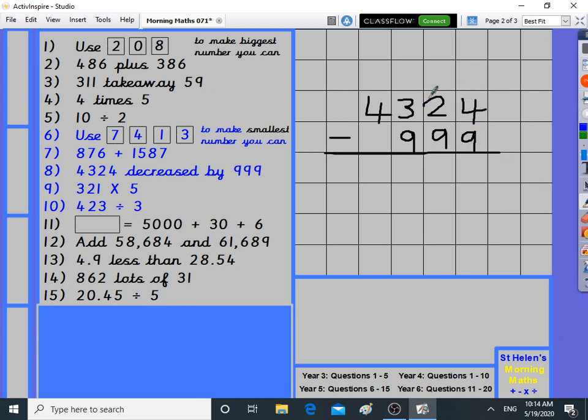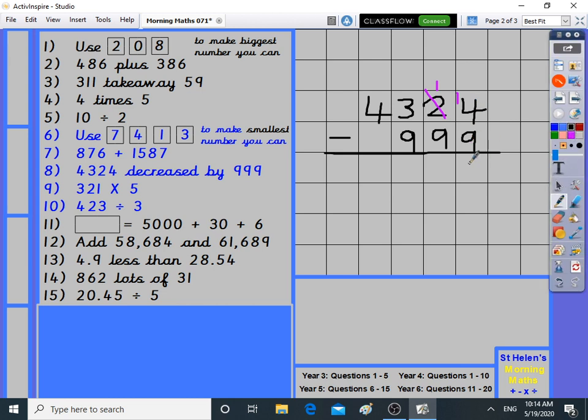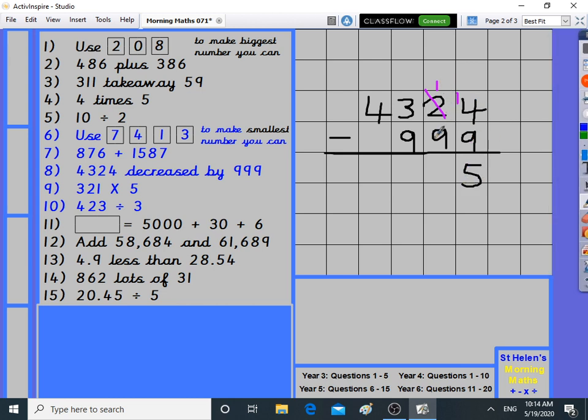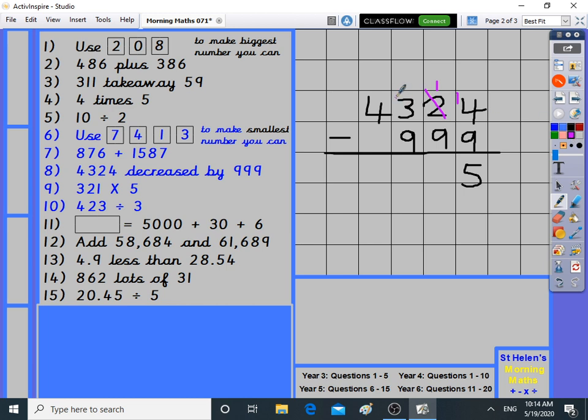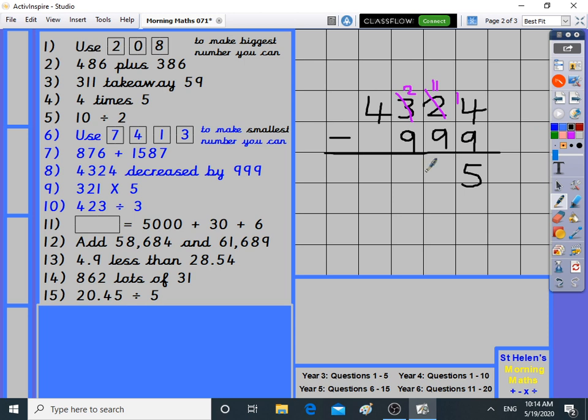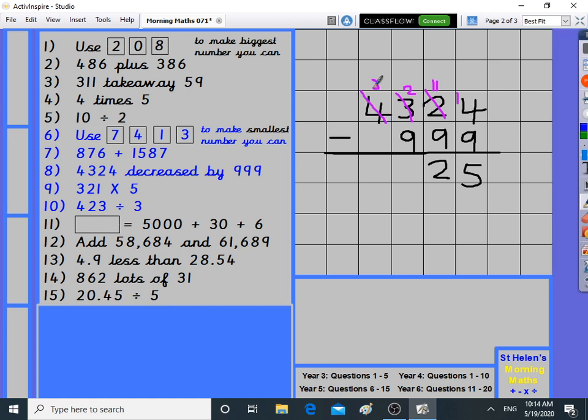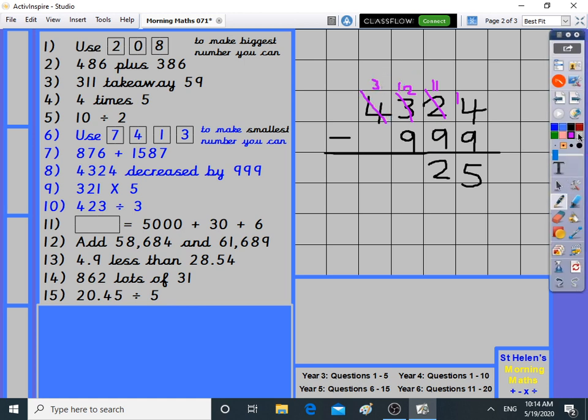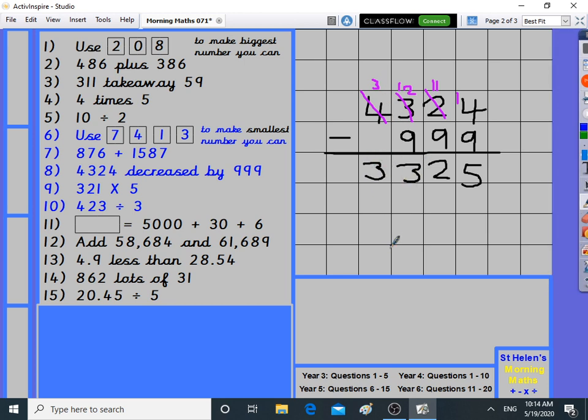4 take away 9 you can't do. Borrow from the 2, goes down to a 1. Take this 1. If I go too fast, just pause and catch up. 14 take away 9, we can do that now. That is 5. 1 take away 9, can't do that. More borrowing. 3 goes down to a 2. We can borrow the 1. 11 take away 9 is 2. 2 take away 9. Again, we can't do that. Borrow from the 4, goes down to a 3. 1 goes over here. 12 take away 9, we can do that, 3. And at the front, we just have 3.